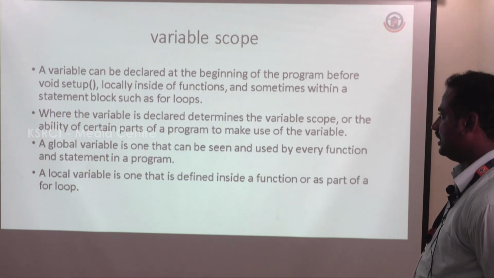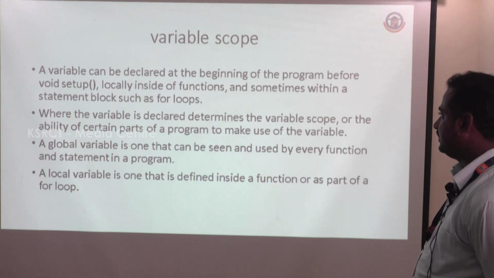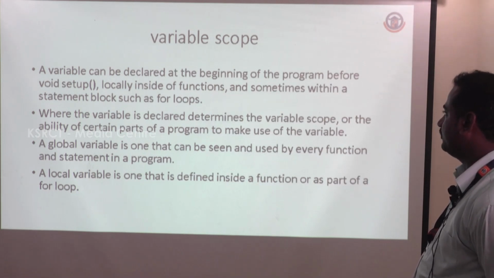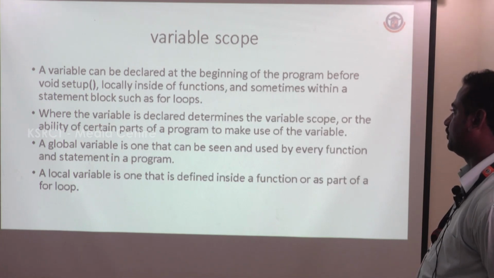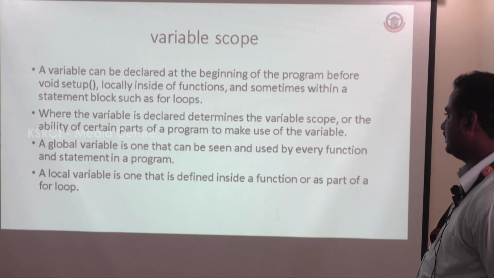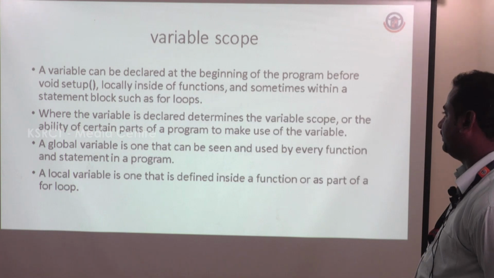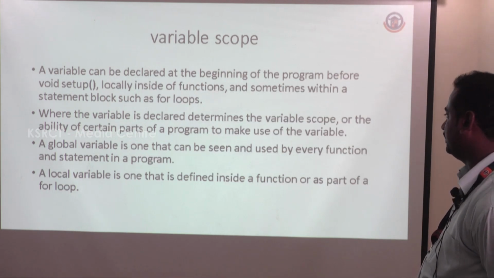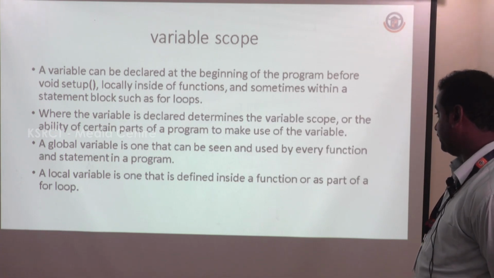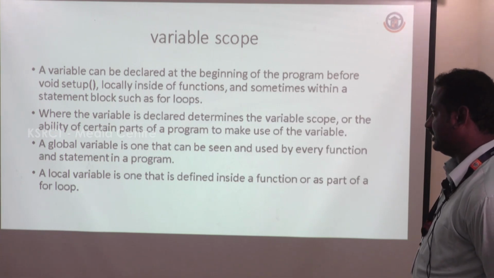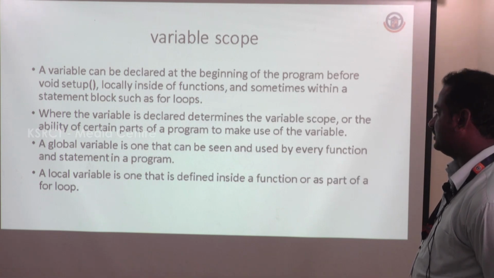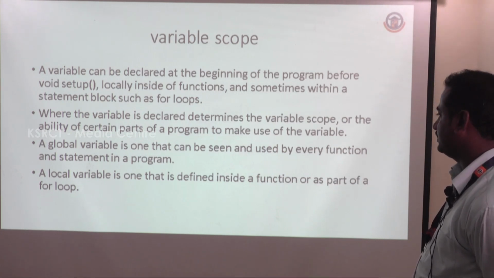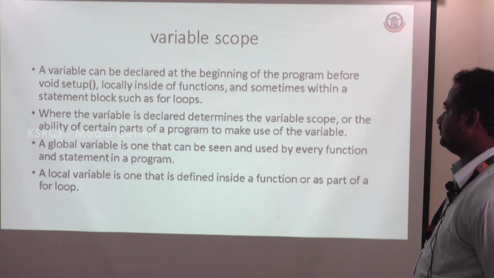Next, variable scope. A variable can be declared at the beginning of the program before void setup, locally inside of functions, and sometimes within a statement block such as for loops. Where the variable is declared determines the variable scope, or the ability of certain parts of a program to make use of the variable. A global variable is one that can be seen and used by every function and statement in a program. A local variable is one that is defined inside a function or as a part of a loop.